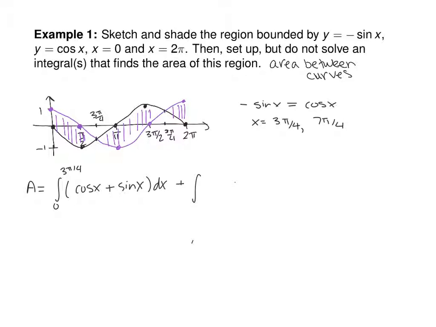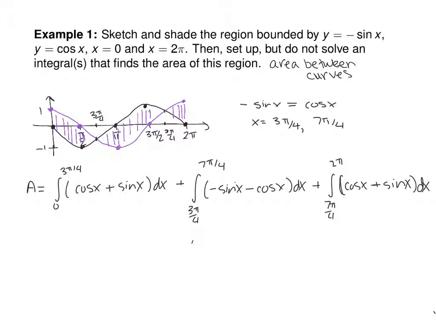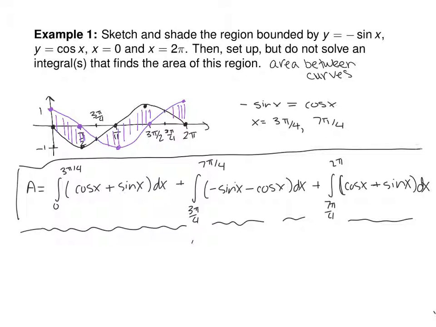And then plus the middle region from 3 pi quarters to 7 pi quarters. And for that region, the negative sine x curve is on top and the cosine curve is below. And then from 7 pi quarters to 2 pi, we've flipped it back again, and the cosine curve is on the top, negative sine's on the bottom, so plus sine of x dx. And solving that would get really, really tedious, so mostly I'm just testing if you understand that that needs to be broken up into 3 integrals. So there you go, that would be the final answer.